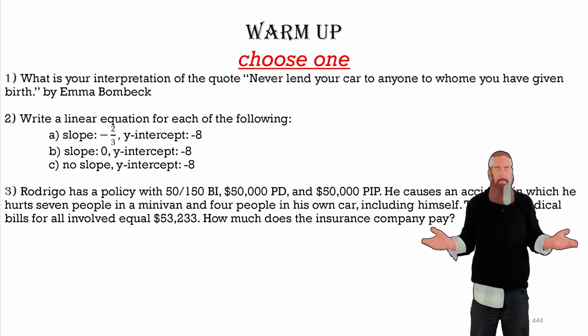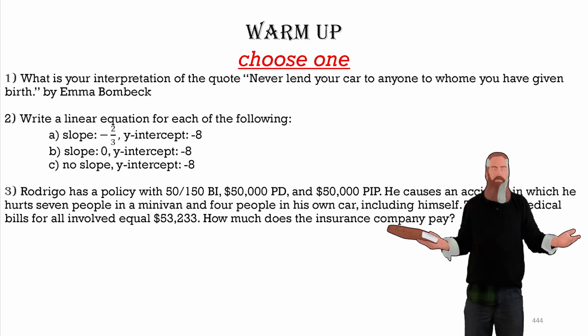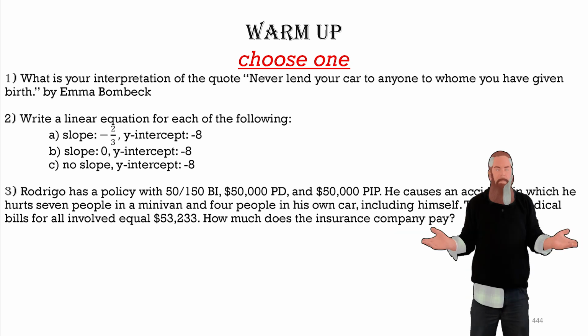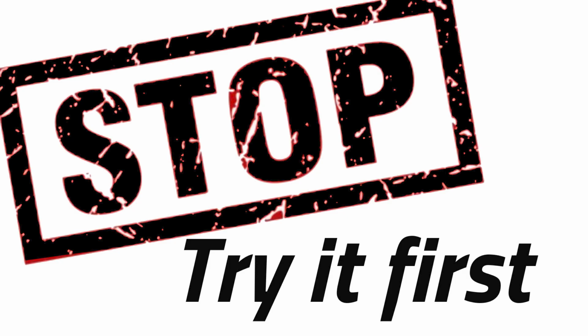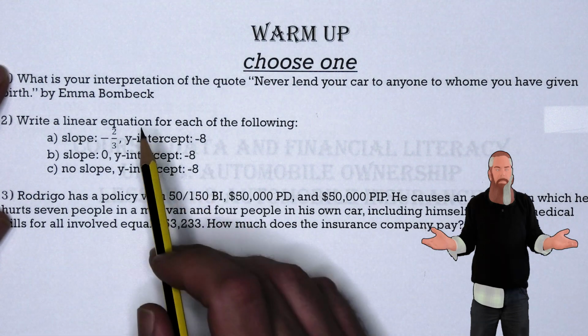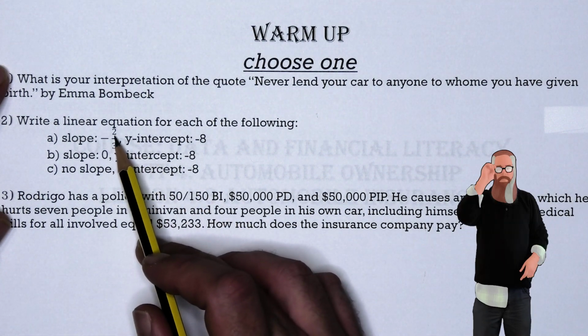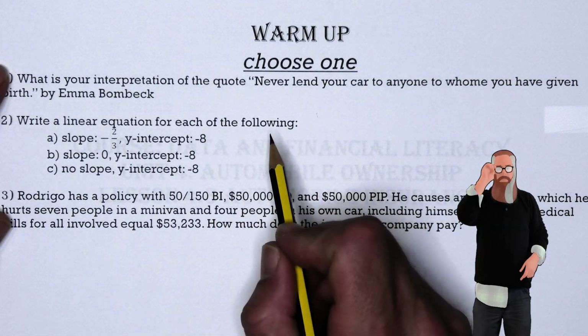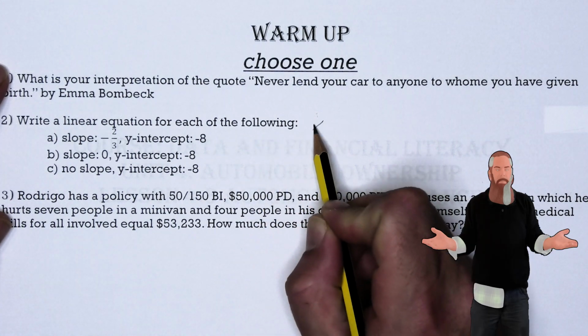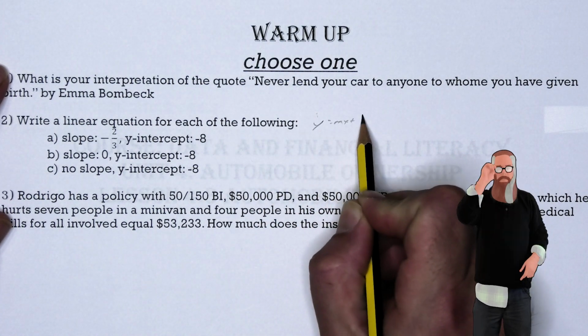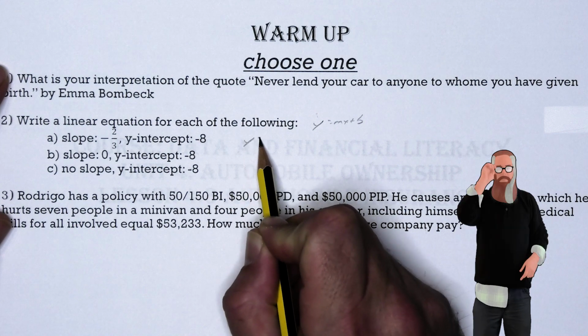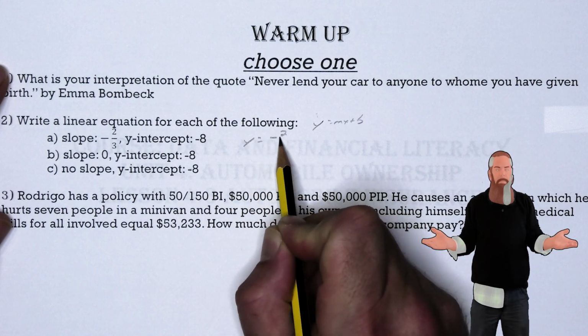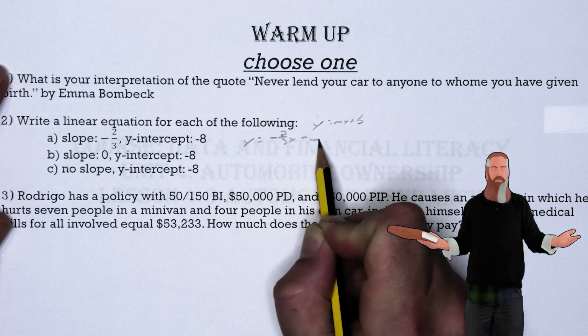Before we get into it, let's make sure we're ready by taking a look at warm-up number 2. Write the linear equation for each of the following. So we're going to write an equation for a slope of negative 2/3 and a y-intercept of 8. I'm going to go to the y = mx + b form. So I'm going to get y = negative 2/3x minus 8.